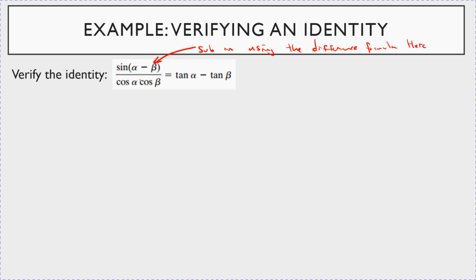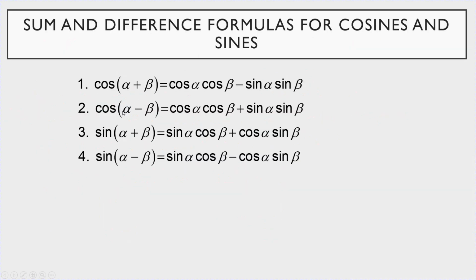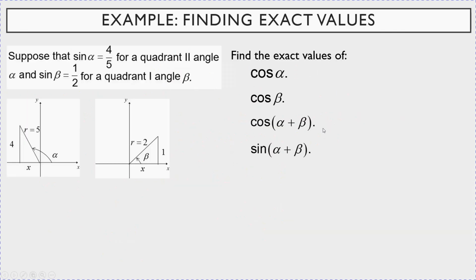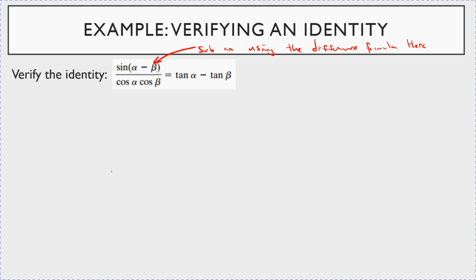All right, so if you need to, you can always go back. Sine of alpha minus beta, what is that? Sine of alpha cosine of beta minus cosine of alpha sine of beta. All right, so substituting in first here in the numerator, this is sine of alpha cosine of beta minus cosine of alpha times sine of beta, all divided by cosine alpha cosine beta. And this, we're going to see, is going to simplify to tangent of alpha minus tangent of beta.